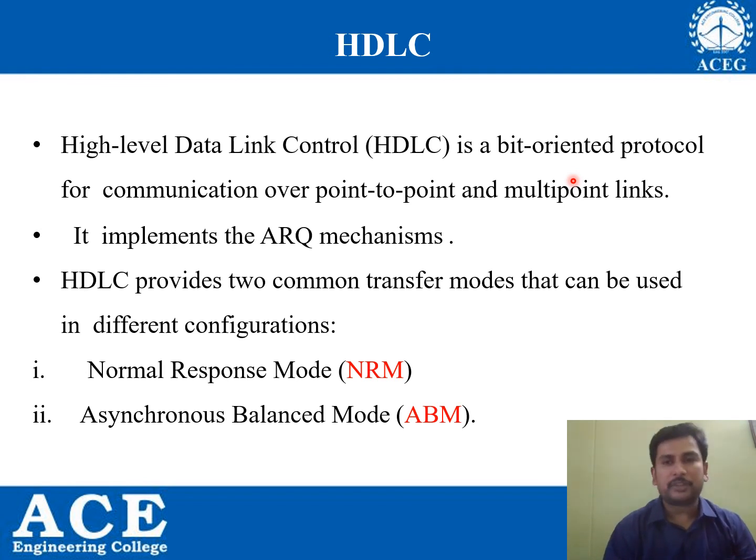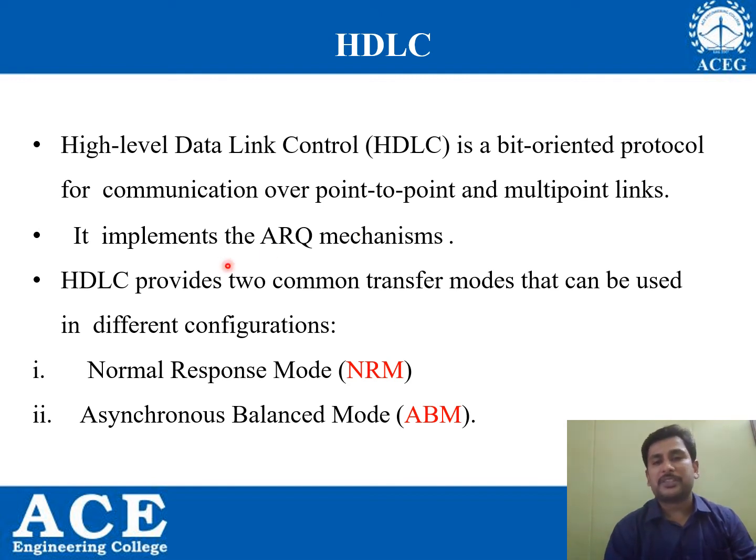We have two types of protocols, bit oriented protocol and character oriented protocol. And here HDLC is a bit oriented protocol where all the data along with the control information like header and trailer will also be in the form of bits. This is a bit oriented protocol used for communication over point to point and multi-point links. What do we mean by point to point? A dedicated link between two devices, and a multi-point link is a link which is shared between a number of devices. So HDLC, which is a bit oriented protocol, also implements automatic repeat request mechanisms.